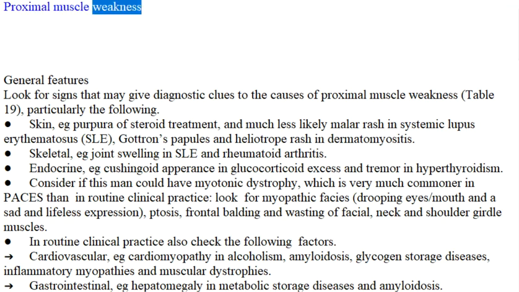Proximal muscle weakness. General features. Look for signs that may give diagnostic clues to the causes of proximal muscle weakness. Table 19, particularly the following.